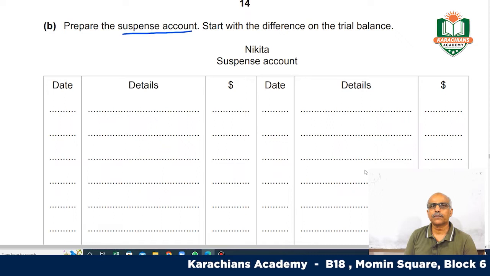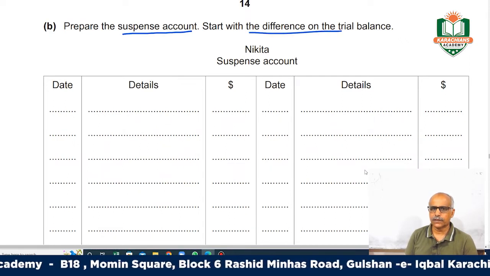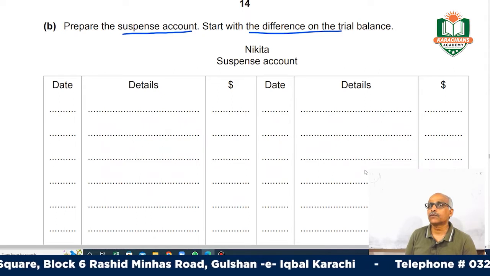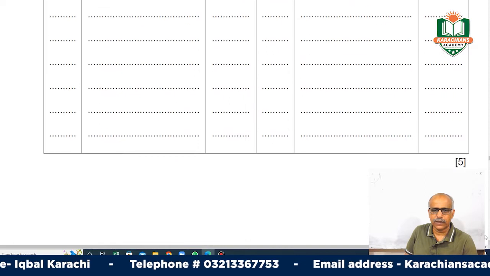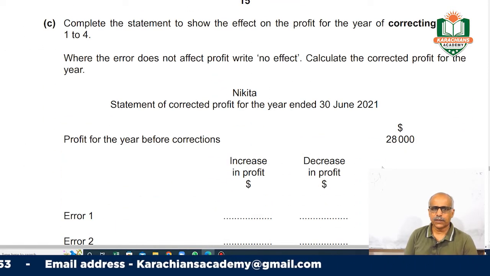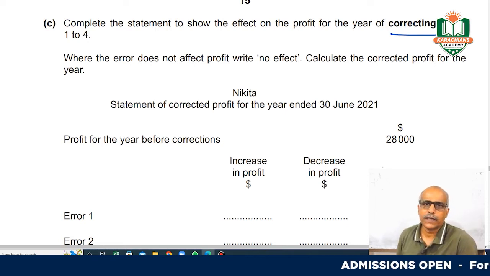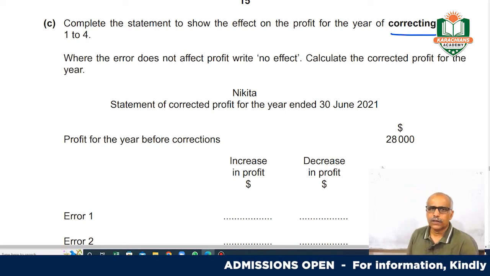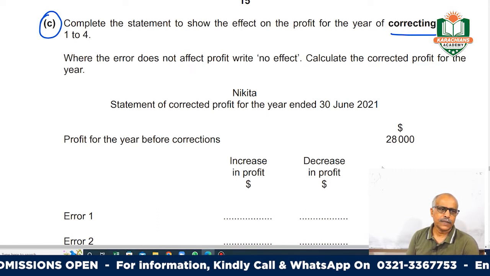Now we have to make a suspense account. Start with the difference on the trial balance, and you know there was a difference of 2600. In my previous lecture I already explained that. Number 3: complete the statement to show the effect on the profit for the year of correcting errors. If you correct all errors, then how would your new revised profit look? That you have to calculate in C. So B and C.